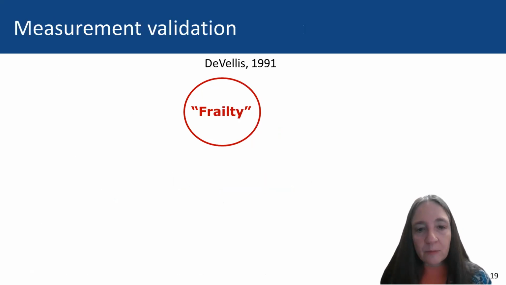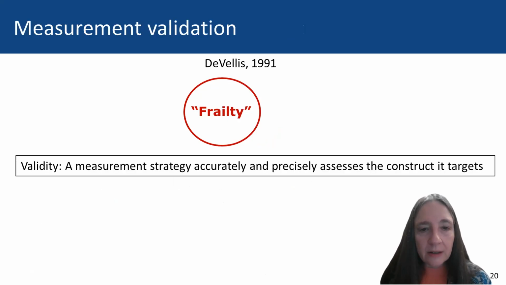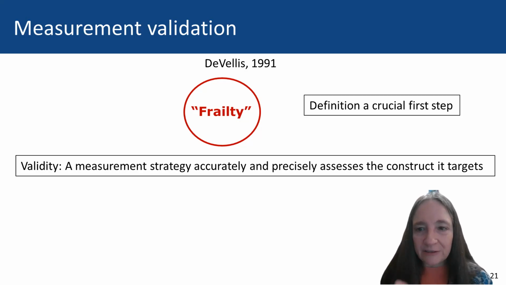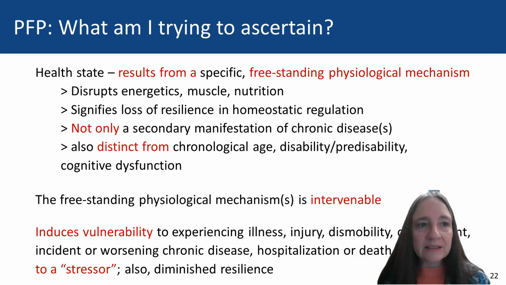And so now we begin with frailty as our construct. We want to validate a certain measurement of frailty. What is validity? Well, establishing validity is to establish that a measurement strategy accurately and precisely assesses the target, the construct that we want to measure. And so, of course, the very first step is to define the construct that we want to measure. So here's an expanded slide on the physical frailty phenotype. What is it that I'm trying to ascertain?